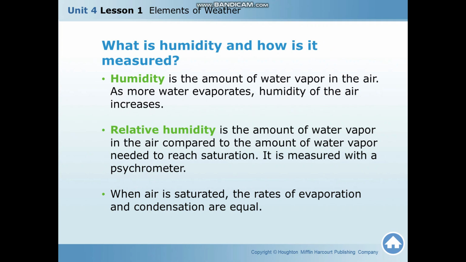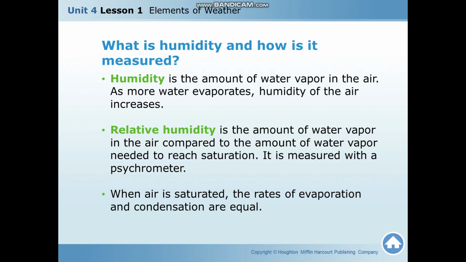So moving on, humidity. What is humidity and how is it measured? Humidity is the amount of water vapor in the air. As more water evaporates, humidity of the air increases. So when we say humidity is the amount of moisture, water vapor is of course water in gas form. So the more water that evaporates, the higher the humidity is. It is directly proportional.